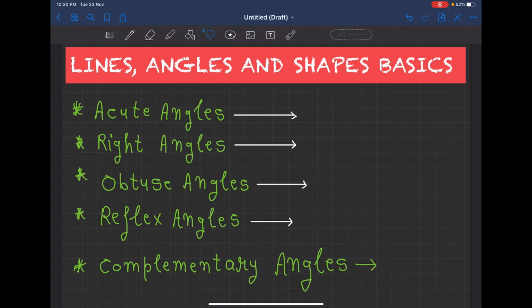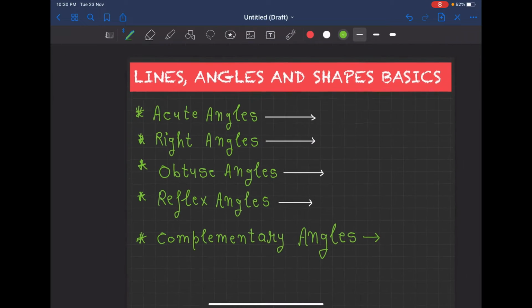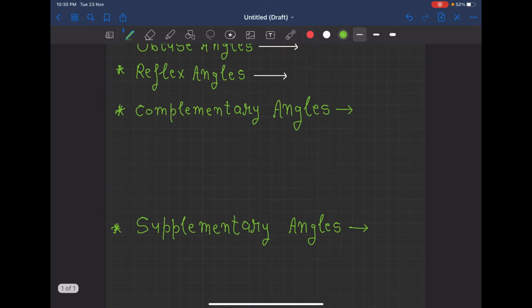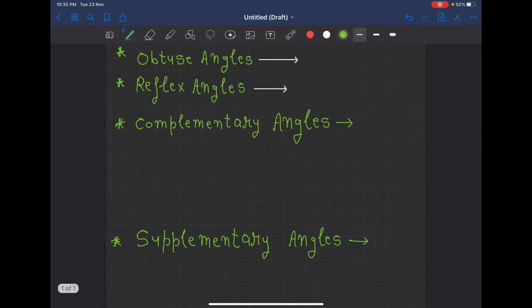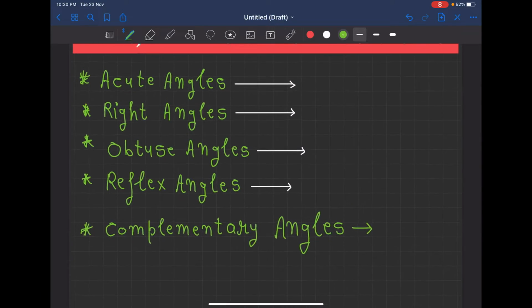So, without wasting much time, let's continue with the basics of lines, angles, and shapes. First of all, we need to understand some terms here: what are acute angles, right angles, obtuse angles, reflex angles, complementary angles, and supplementary angles. So, let's have a look at them one by one.